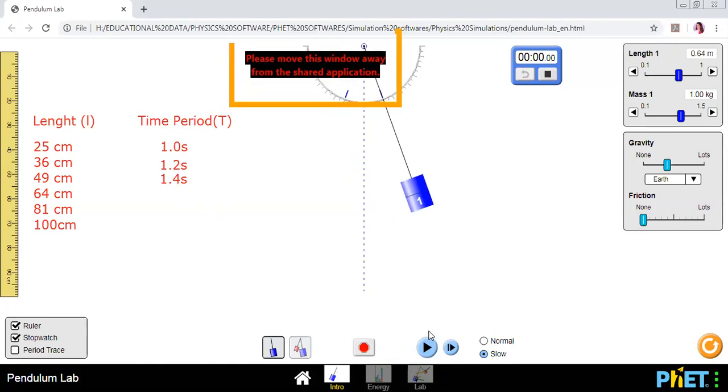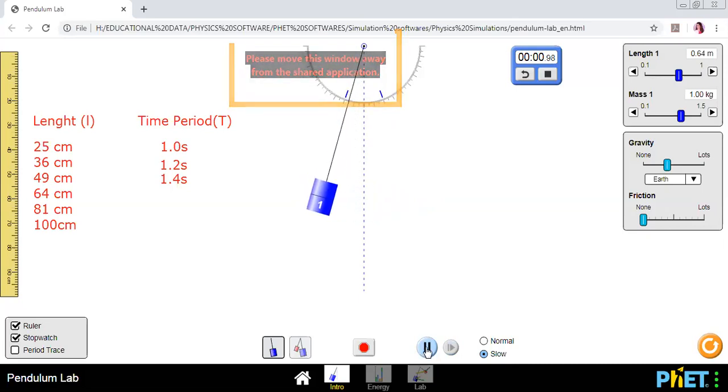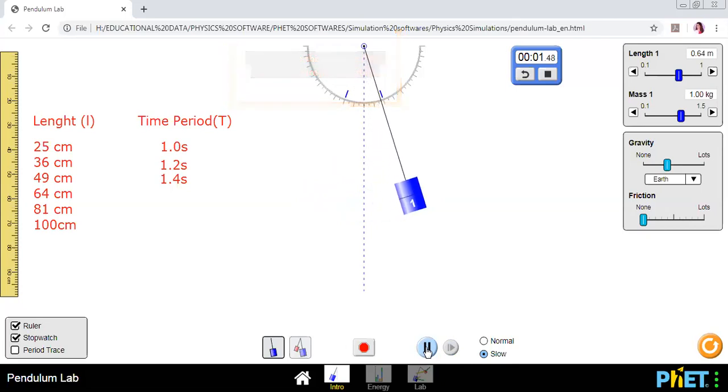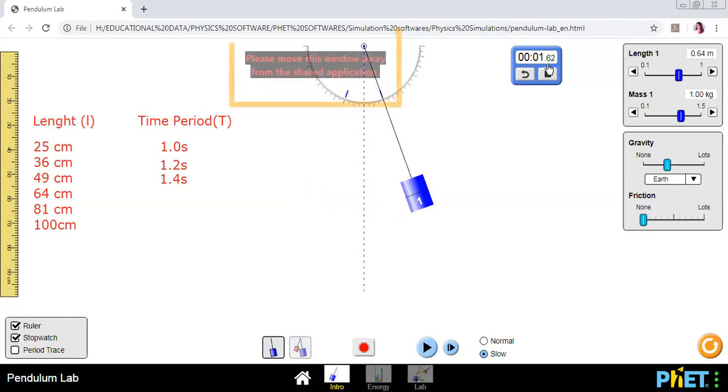Then I start it. The timer has started. It's moving from one position to the other, and then it will come back. The moment it reaches over there, I will stop it. See, how much is the time? You'll find the time is 1.62. I will keep it to one decimal place. Even if I round it, it comes to 1.6.